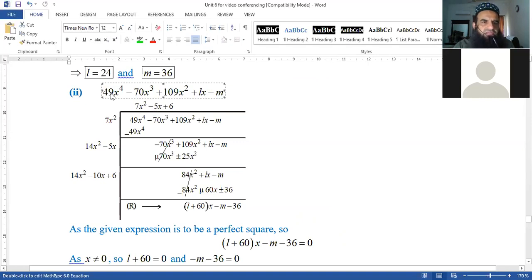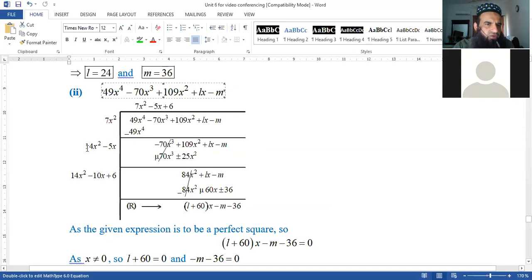You will write the question 49x4. This is already in descending order. So what will you do? You will start the multiplication. 7x square with 7x square will give you 49x4, and these three terms will be written like this. Then the new divisor, the first term 7x square, will be multiplied by 2. First make it 14x square.